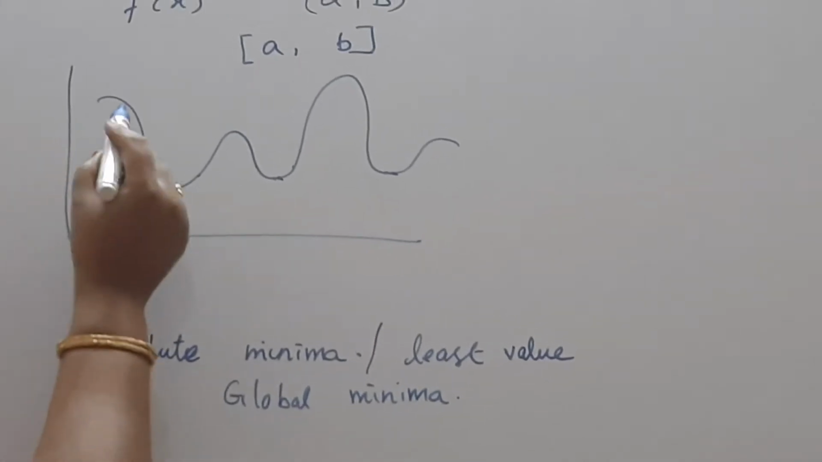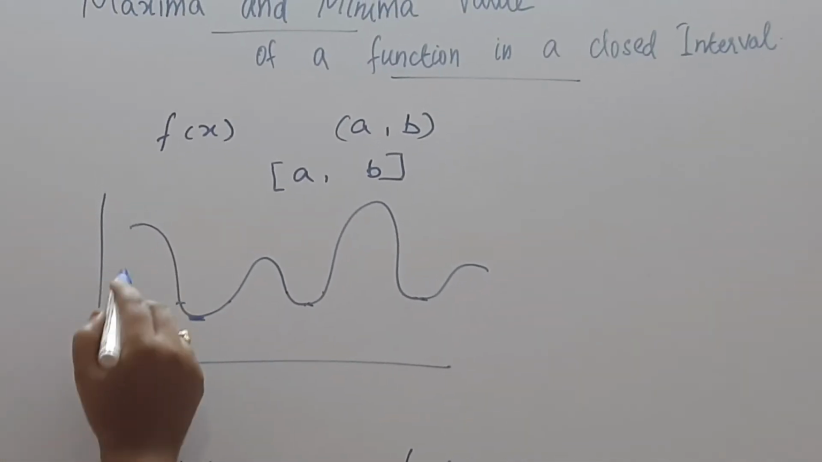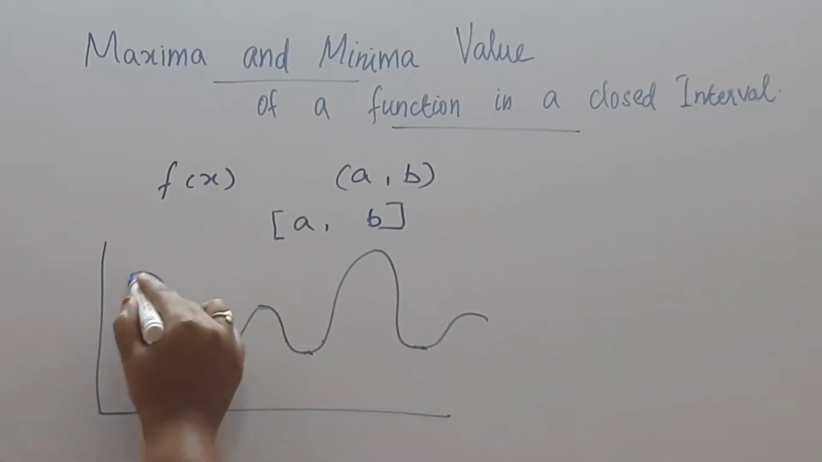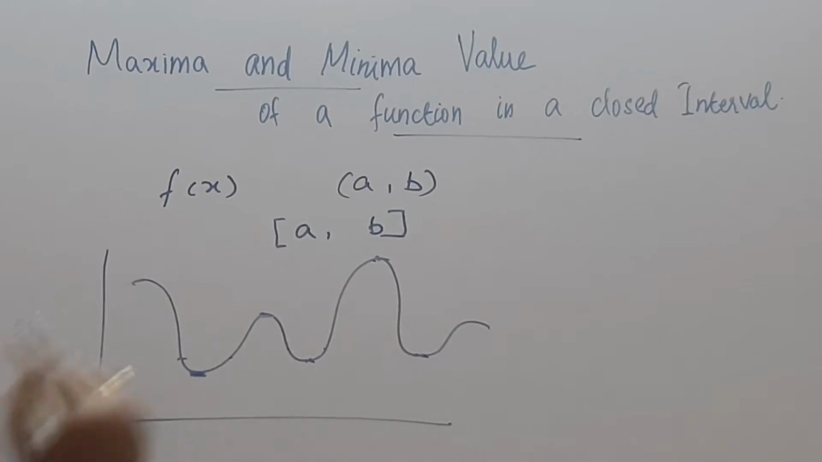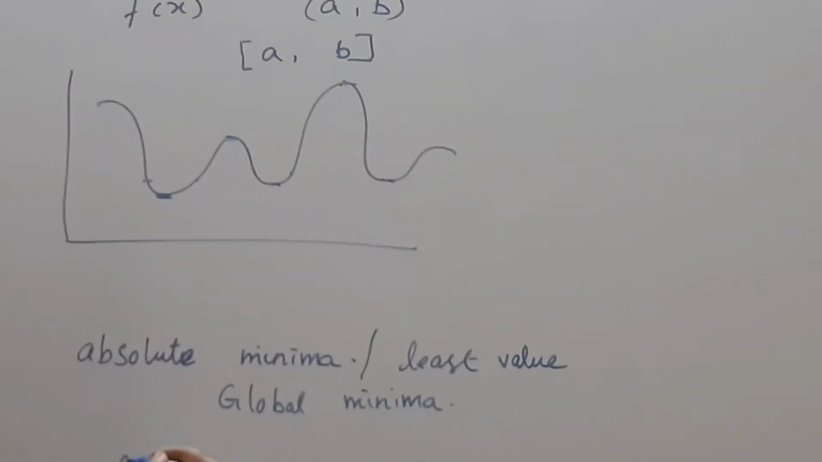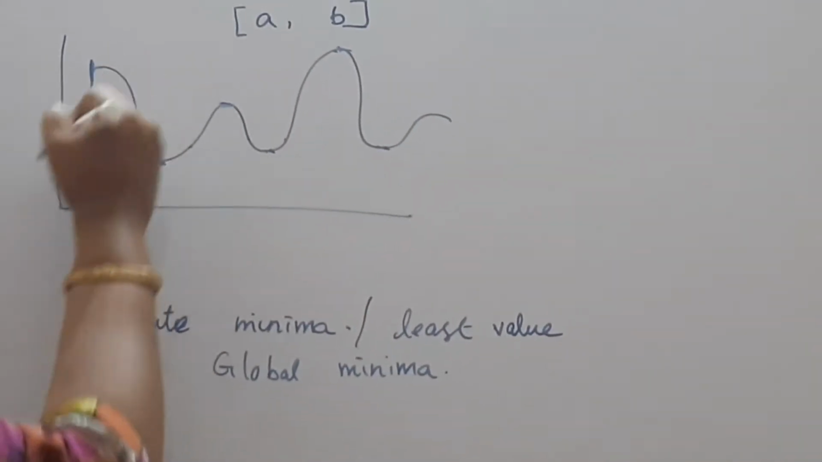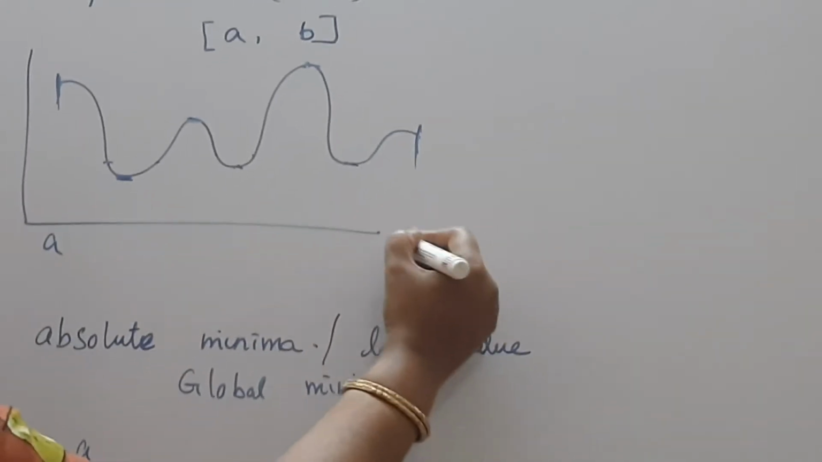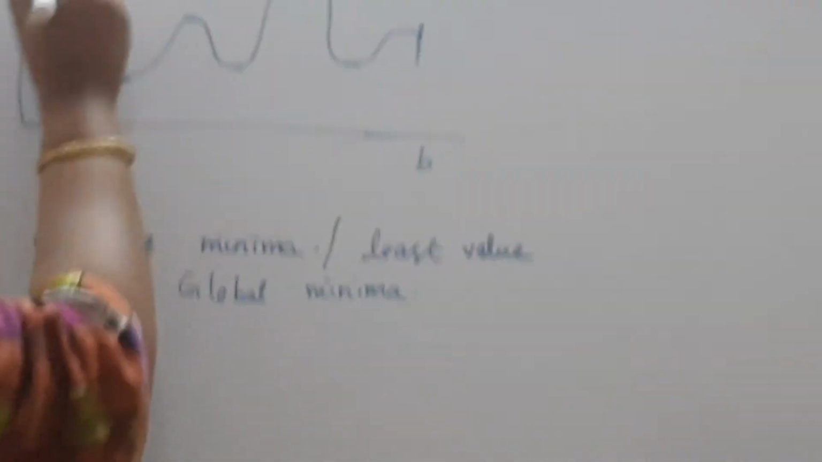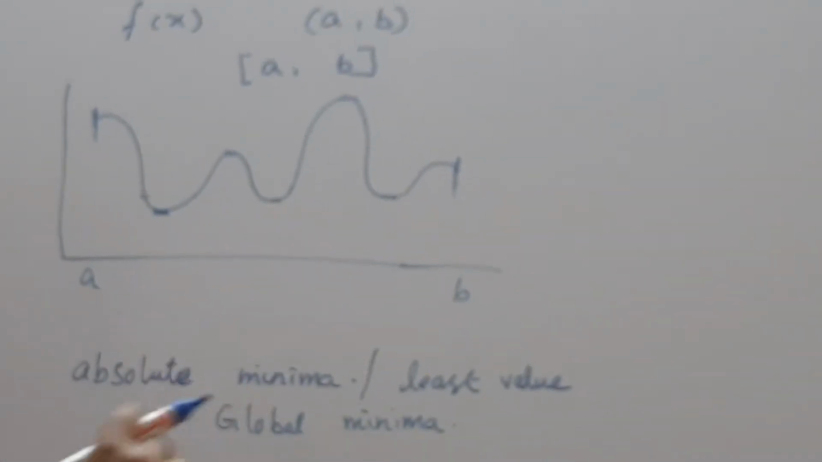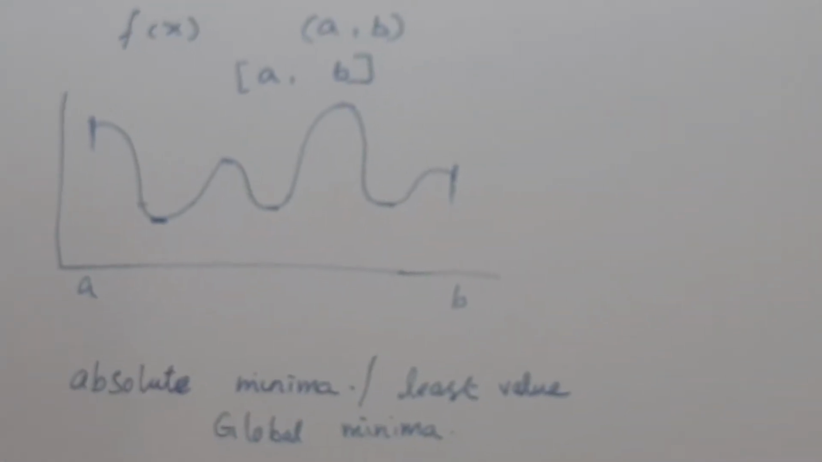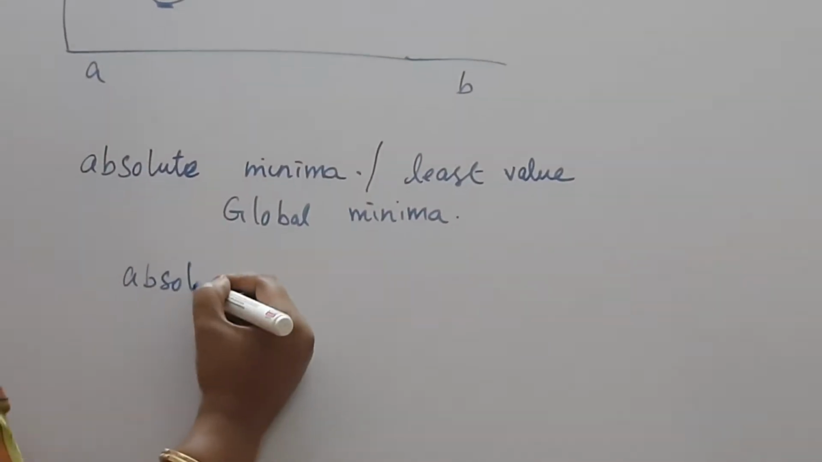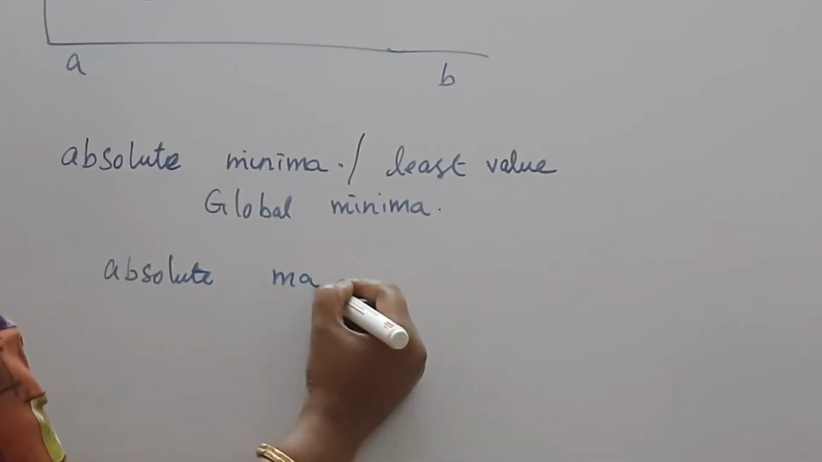Similarly for the highest points, this may be a local highest point, among which the highest point will be the absolute maxima. In this, if this is a and b, the value of f of a and f of b are also included, and that is also compared with f of c, that is the critical values. So this will be said as absolute maxima.